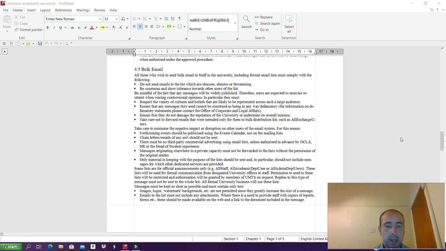Messages must be kept as short as possible and must contain only text. Images, logos, watermarks, and backgrounds are not permitted since they greatly increase the size of a message. Emails to the list must not include any attachments. Where there is a need to provide staff with copies of reports or forms, these shall be made available on the web and a link to the document included in the message.